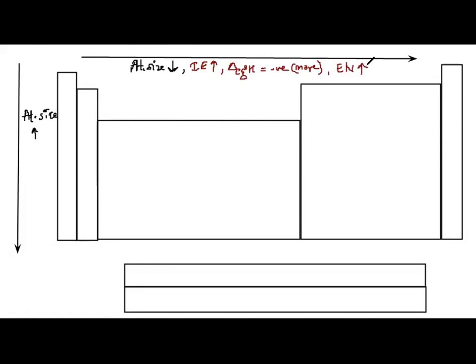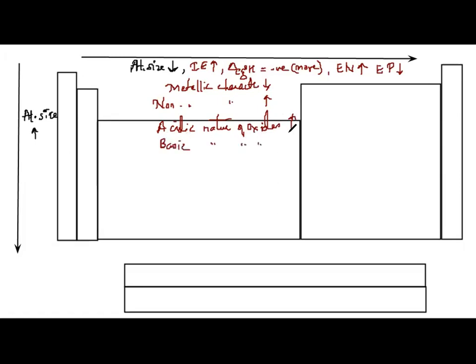Electronegativity increases, or electropositivity decreases. Metallic character decreases, or non-metallic character increases, correct? Acidic nature of oxides increases, or basic nature of oxides decreases. So this is all we have seen across the period. Vice versa is for down the group.